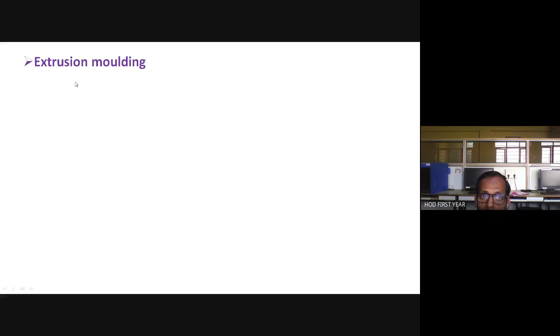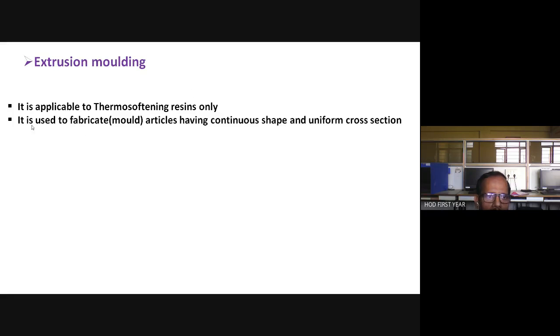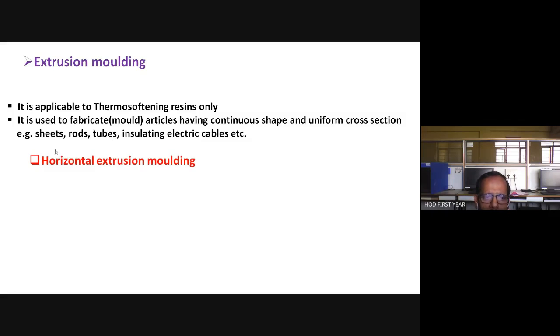Insulated electric cables are also fabricated with the help of extrusion molding. So the first statement would be that it is applicable to thermosoftening resins only. It is used to fabricate molded articles having continuous shape, like pipes and wires, and uniform cross section: sheets, rods, tubes, insulating electric cables, etc. There are two types, horizontal extrusion molding and vertical extrusion molding. Horizontal is used for fabrication of rods, pipes, sheets, and vertical extrusion molding is especially used for insulating electric cable, meaning to coat plastic on copper or aluminum wires.